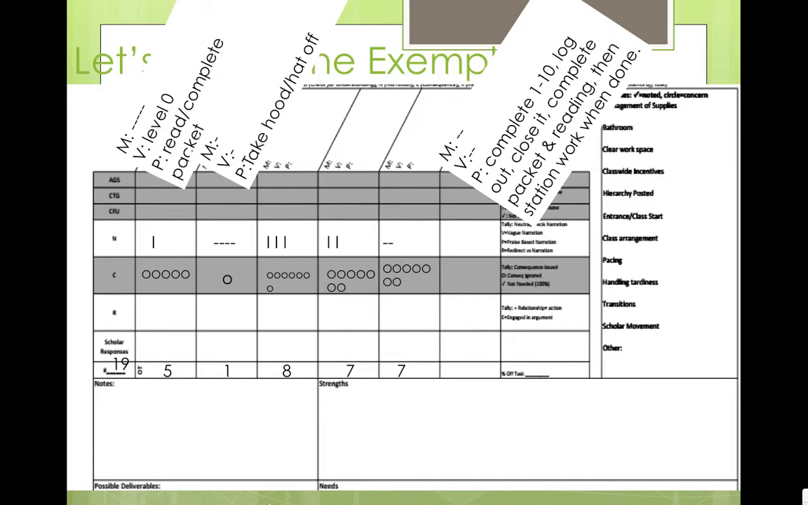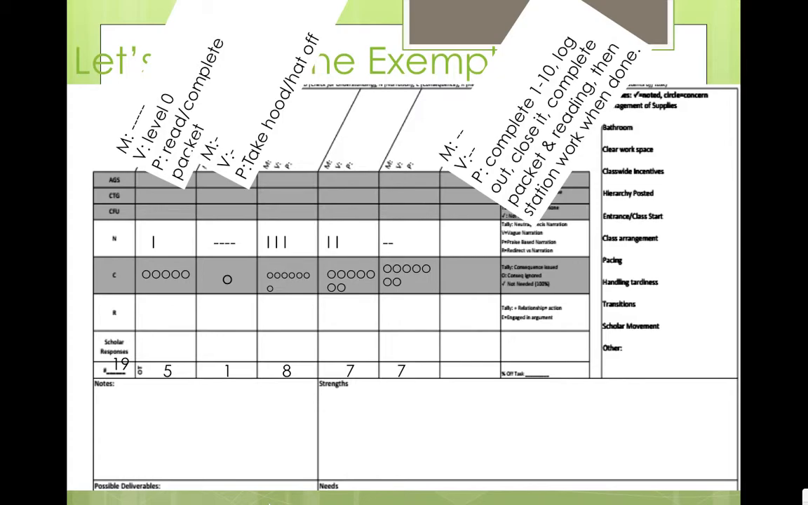So now that we are done, the first thing we do is calculate the percentage of off-task scholars. We add up the number of times we counted off-task scholars. I counted 5 times. So I'd add up the 5, the 1, the 8, the 7, and the 7. That is 28. I multiplied the number of scholars present, which was 19, by the minutes I was in class, which was 5 minutes. So 19 times 5 is 95.